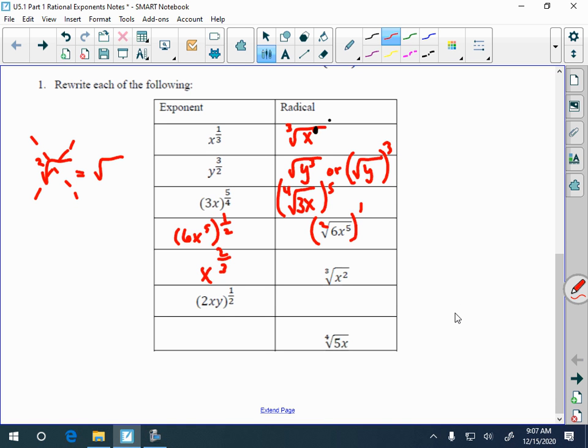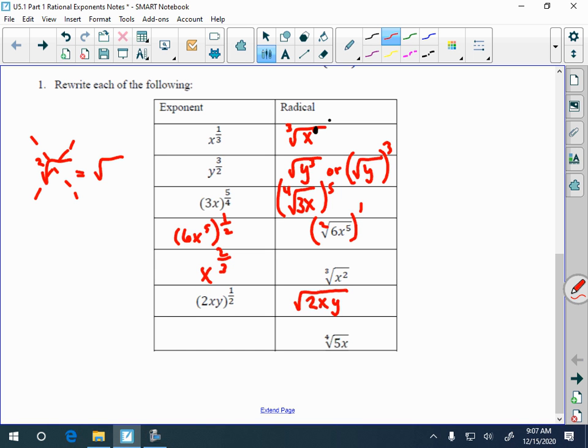All right, so now we have 2xy all raised to the 1/2 power. Here we're going to write this as a radical. So this is a square root problem, square root of 2xy. And again, if you want to put the 1, you just put the whole thing in parentheses and put a 1 on the outside, but you don't really need to do that on this problem.